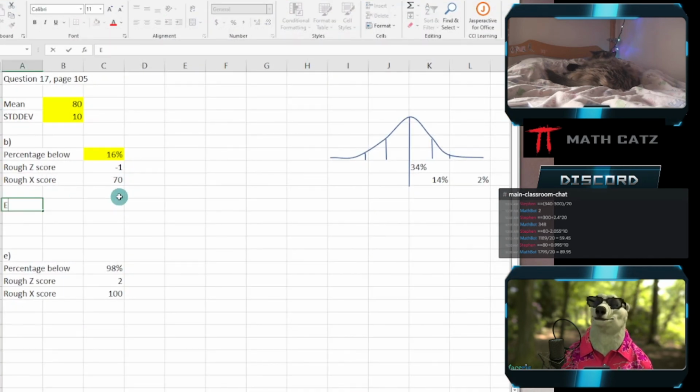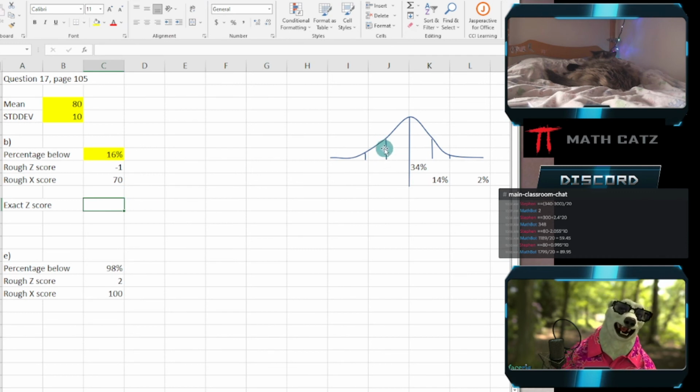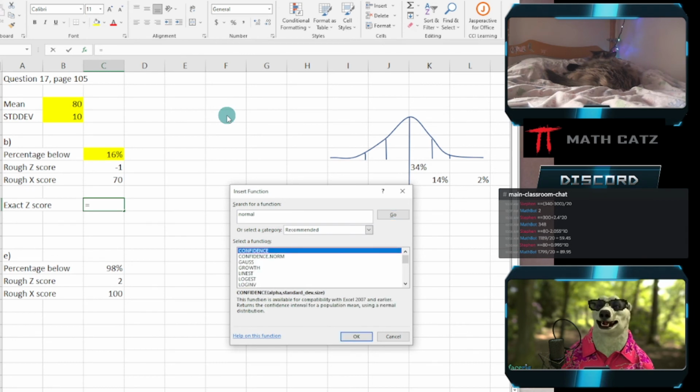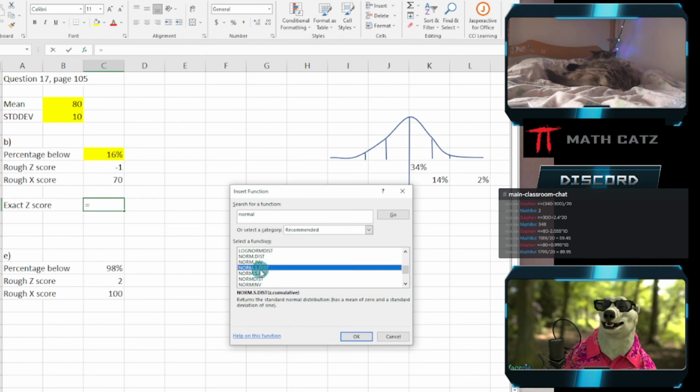I now want to calculate exactly what the z-score is such that the bottom part will be exactly 16%. So I go to my insert function. I know it's got something to do with normal distributions. Maybe I do remember, maybe I don't. I remember some.